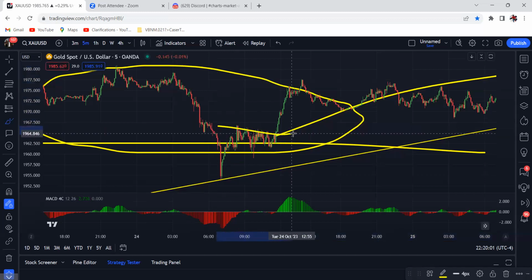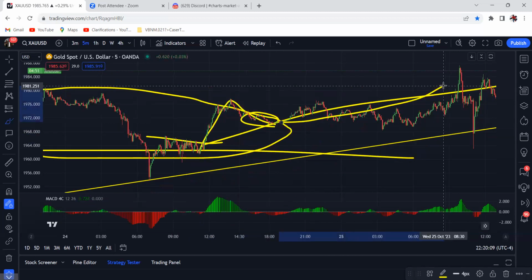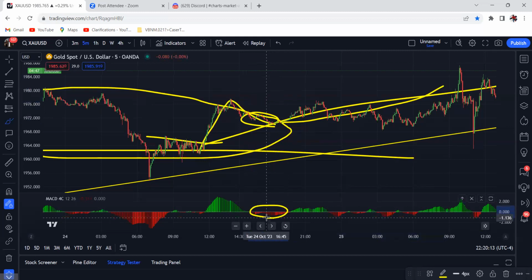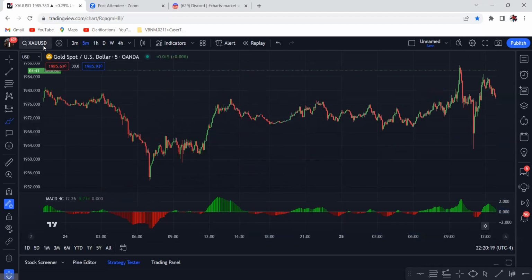There's your change of character. There's your retest. And there's your entry. All right. See how everything lines up? Now it's easier for you to operate when you're taking these trades.